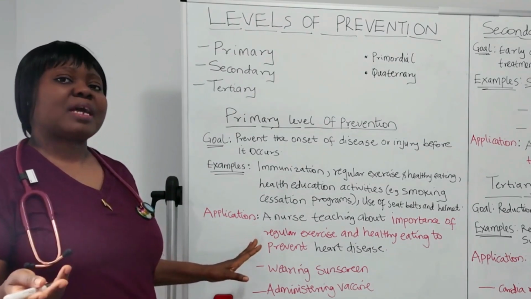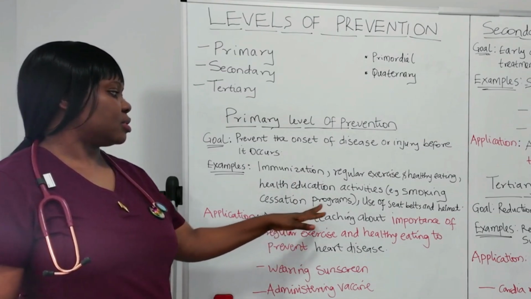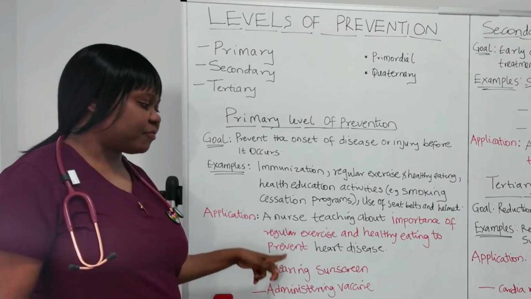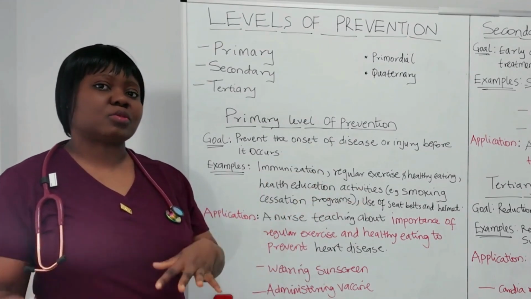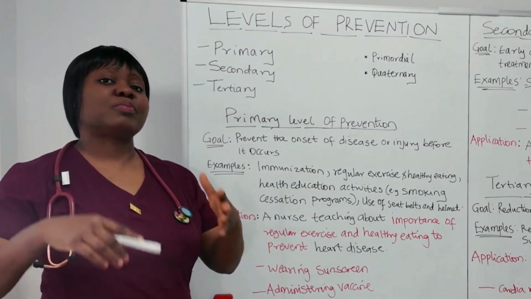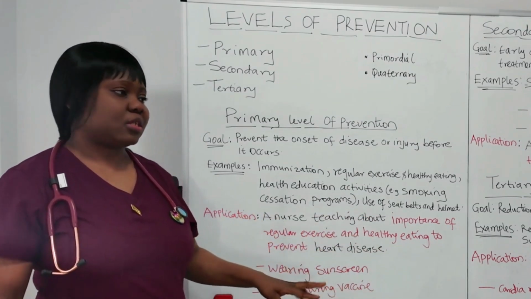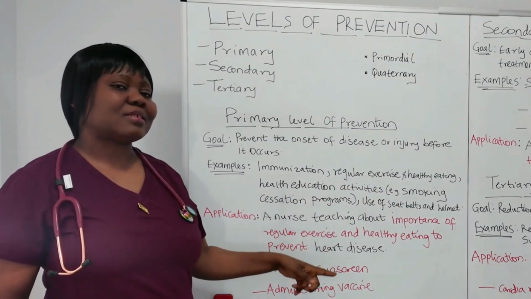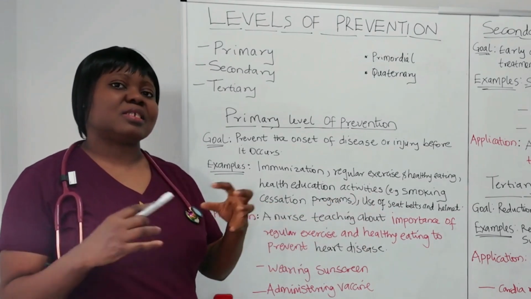Now, how do we apply this kind of prevention in a question? Example: a nurse teaching about the importance of regular exercise and healthy eating to prevent heart disease. It's not just that the nurse is teaching, it's not just about health education, because when we look at tertiary level, we also see that the nurse will teach about how to prevent disability. So it's not about the teaching aspect, but about what the nurse is teaching. So for this one, a nurse teaching about the importance of regular exercise and healthy eating to prevent heart disease, the part in red here is the emphasis.